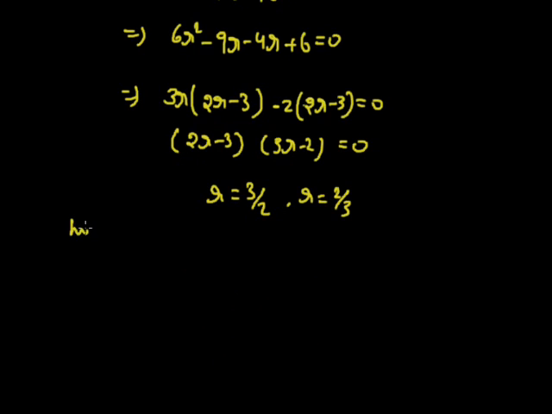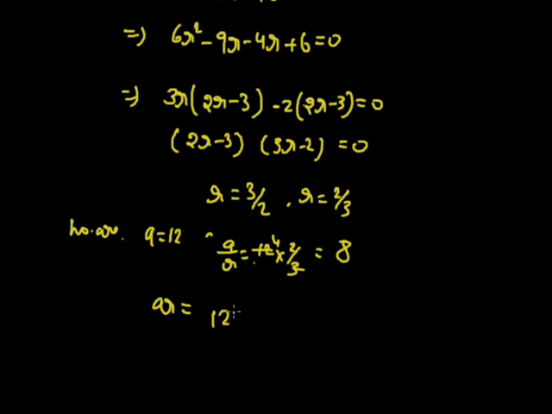Then the numbers are a equals 12, then a upon r equals 12 upon 2 by 3, which is 18, and ar equals 12 into 2 by 3, which is 8. So the numbers are 18, 12 and 8.